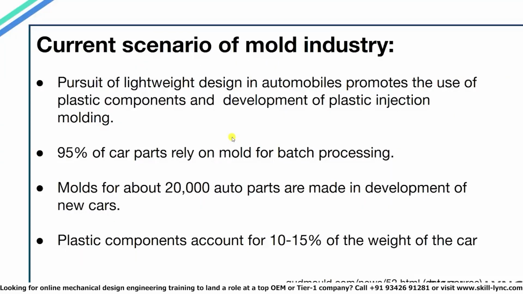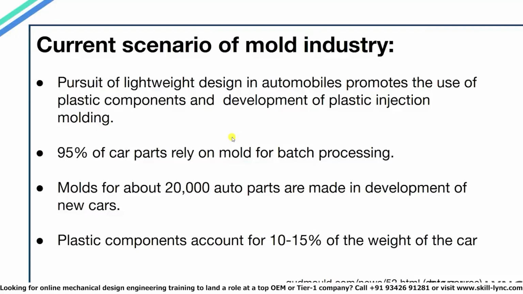Now we will look at the current scenario of the mold industry. Molding is a very important process in industrial production. Molding can be in the form of plastics, die casting, or sheet metals. For the formation of plastic components, injection molding is the most frequently used method. For making sheet metals, press tools are used, and for die casted components, high pressure die casting and low pressure die casting machines are used.